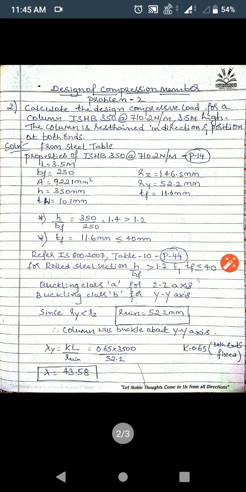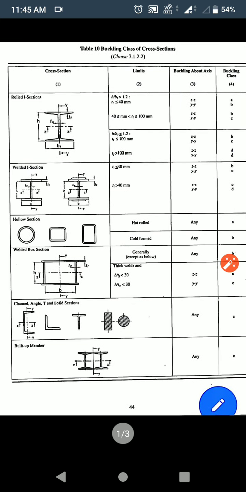Same thing we have written here. For rolled steel section, h by bf greater than 1.2 and thickness of flange less than 40. The h by bf ratio is greater than 1.2, we got 1.4, and thickness of flange is less than 40, we got 11.6 mm. So it is buckling class A for ZZ axis and buckling class B for YY axis. This we have written from table 10, buckling class of cross section of IS 800 2007.